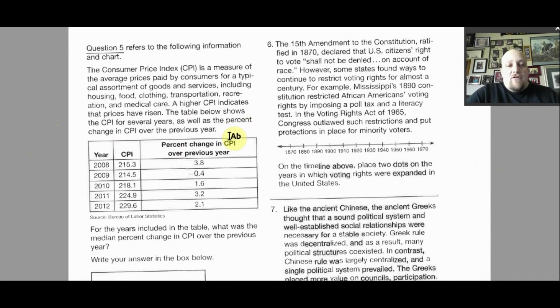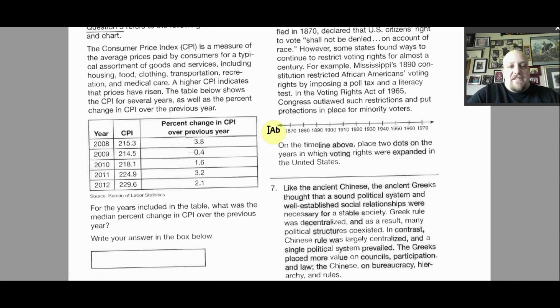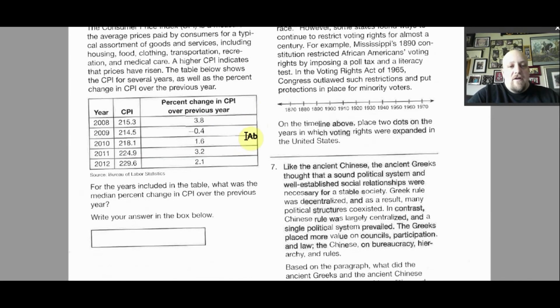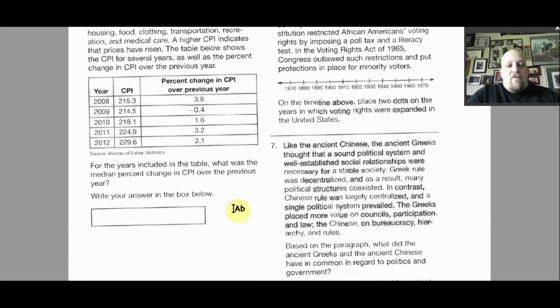The table below shows the CPI for several years, as well as a percent change in CPI over the previous year. So we're seeing years, what the CPI was for a given item, and what people are paying for certain goods. And then this is the percentage of change. So 3.8 going up, going down, going up, going up, going up. So they want to know, for the years included in the table, what was the median?